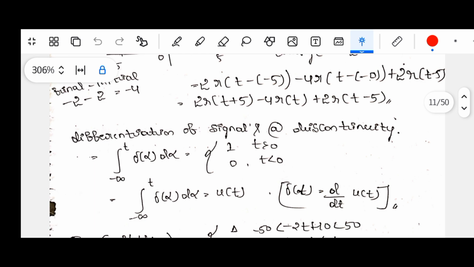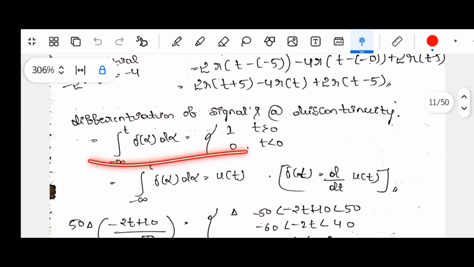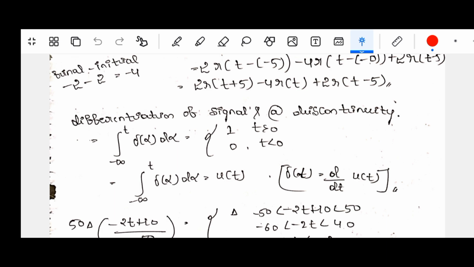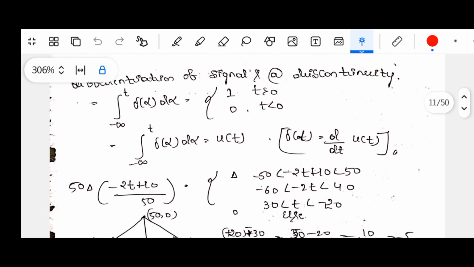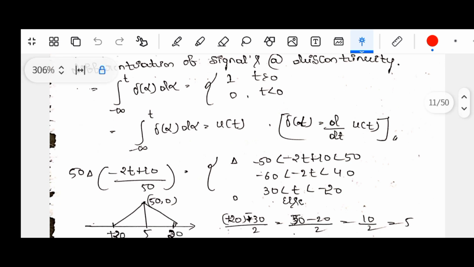Differentiation of the signal at a discontinuity. The formula will be the integral from minus infinity to t of delta(alpha) d alpha. So for t greater than 0 it will be 1, and for t less than 0 it will be 0. The final signal, the integral from minus infinity to t of delta(alpha) d alpha, is equal to u(t). Delta of t is equal to the differentiation of u(t).